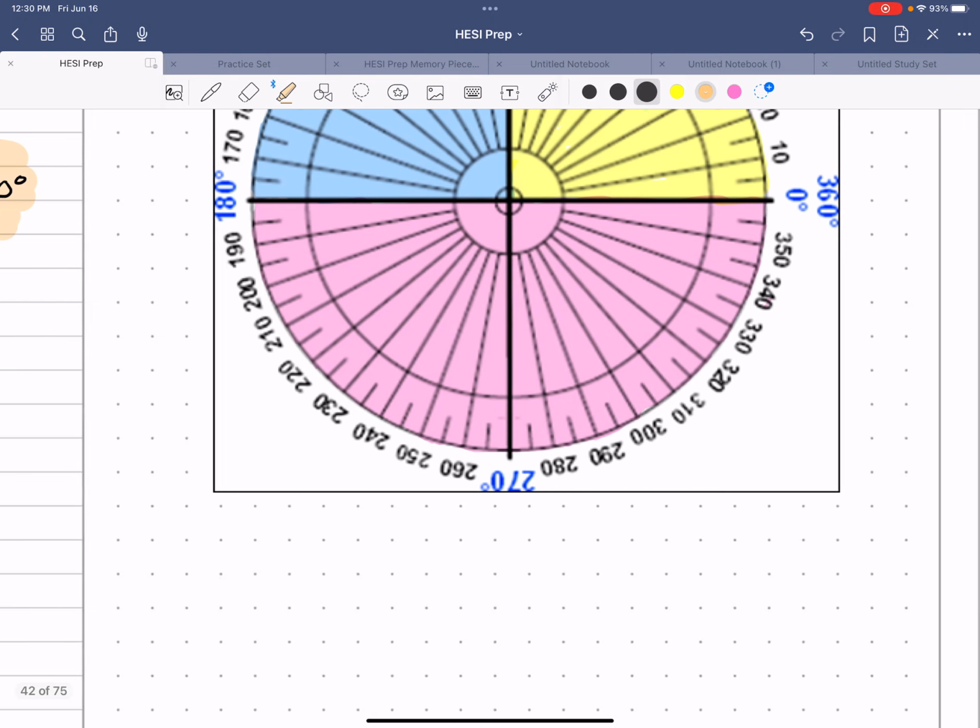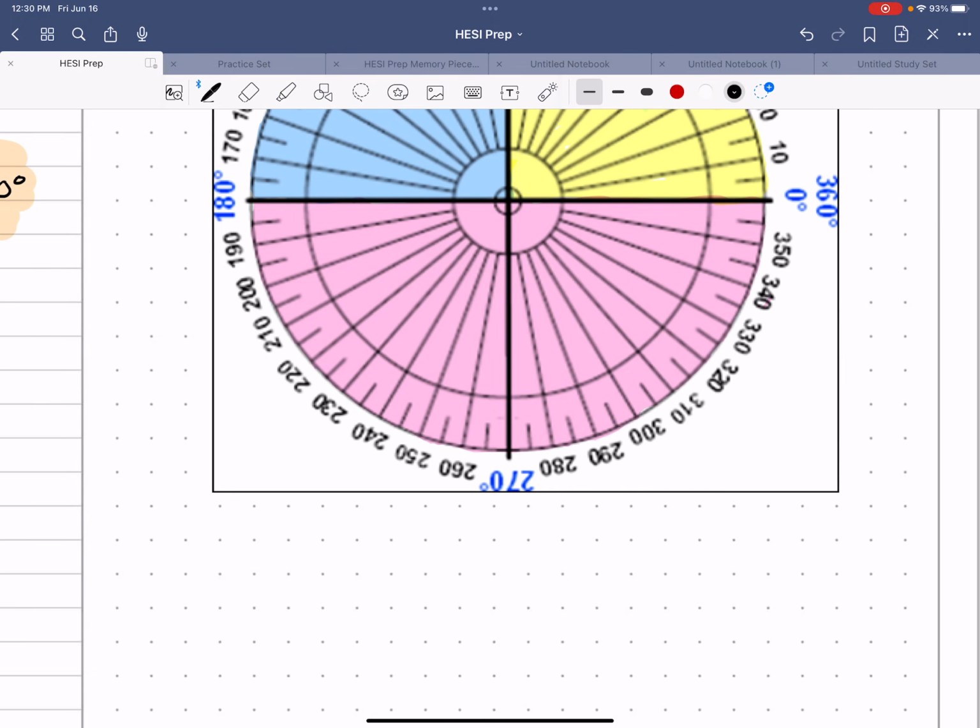And then this large pink section at the bottom, once you pass 180, you are into the reflex angles. This is not reflux, that's heartburn. Reflex is anything more than 180. It could be 180.1, it could be 720, but anything more than 180 is a reflex angle. So reflex is greater than 180 degrees.